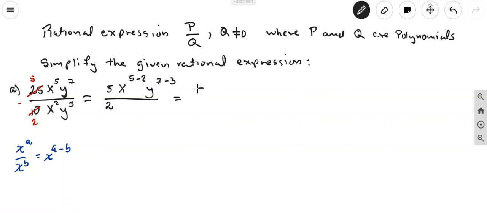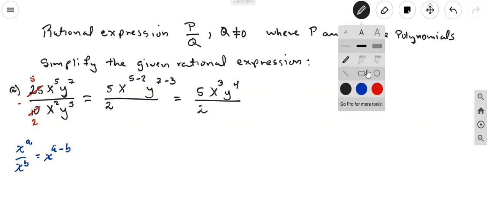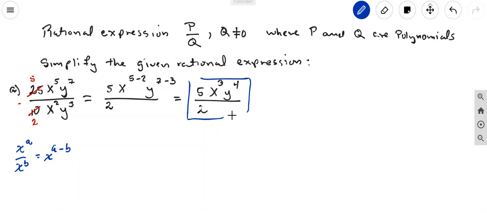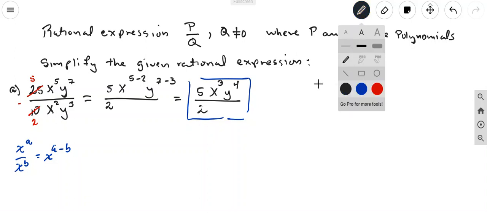This will be equal to 5 over 2. Then x to the 5 minus 2 will be x to the 3rd. And y to the 7 minus 3 will be y to the 4th power. And this will be my answer in this case. So when I simplify the expression 25x to the 5th y to the 7 divided by 10x squared y to the 3rd, the expression I get is 5x to the 3rd y to the 4th over 2.